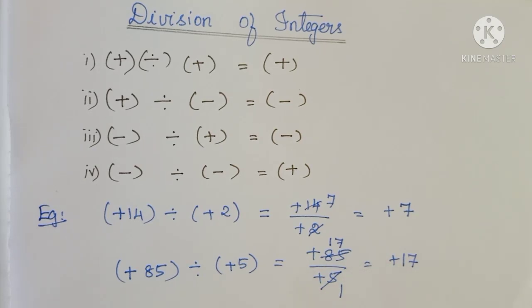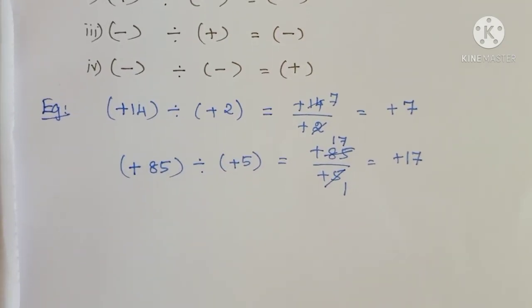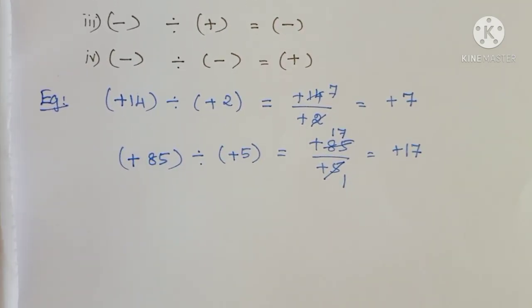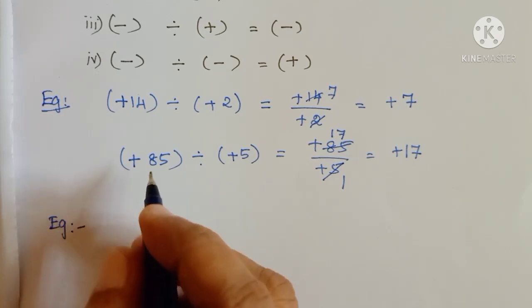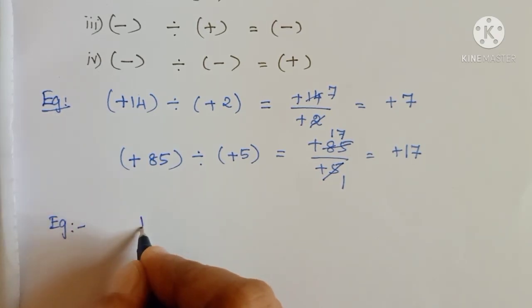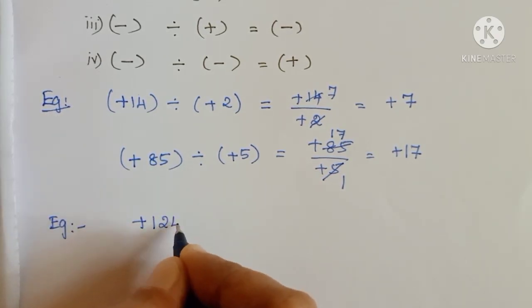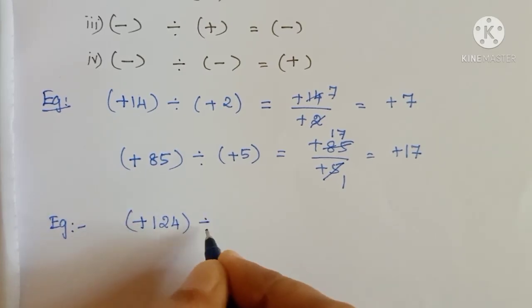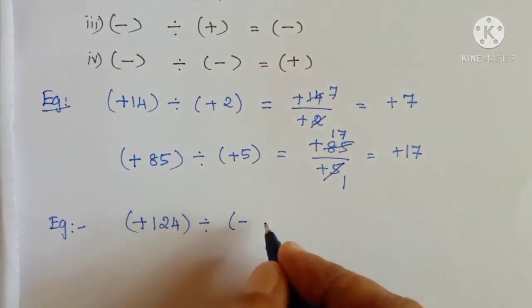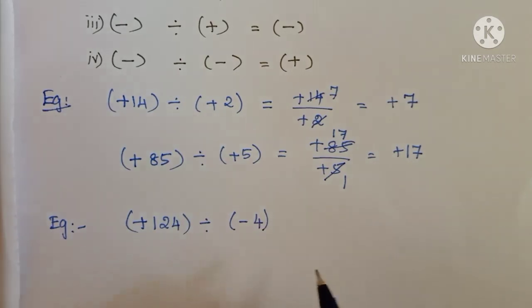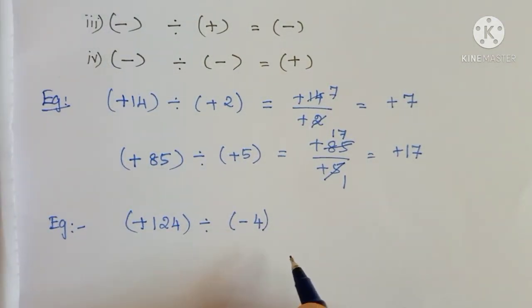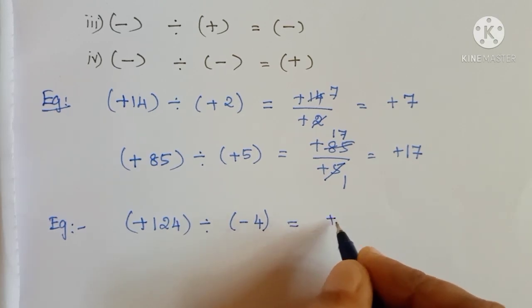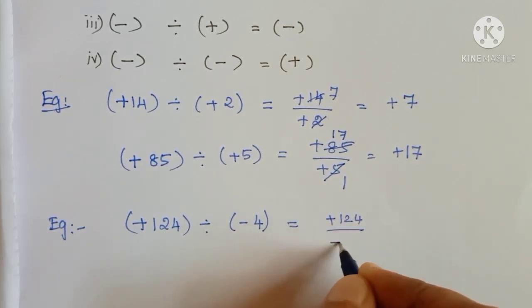Now we will see the next example, a positive integer divided by a negative integer. I will take one number, plus 124 is divided by minus 4. Here one number is plus, one number is minus. So you get plus 124 divided by minus 4.